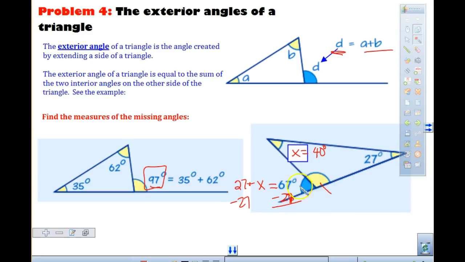Now, I could also, to find this angle, I know these two angles are supplementary, and I could take 180 and subtract 67. So what would the measure of this angle be? 113. Now they didn't ask us to find this one, but I just want you to be aware of that when you look at your homework, okay?